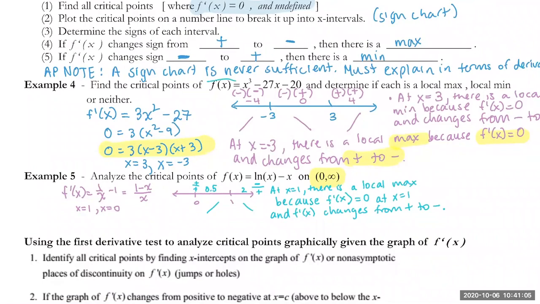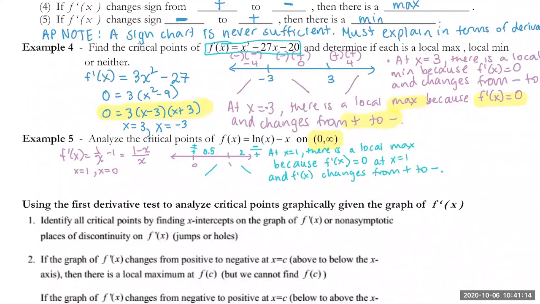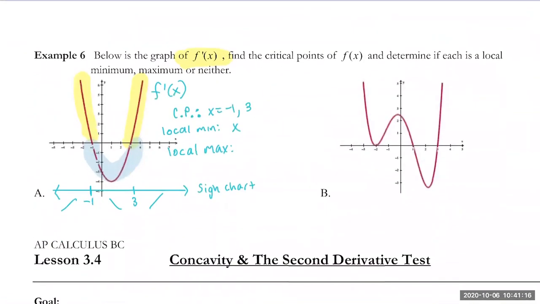a min or max value is the y value, right? So you would plug it back into your original function if they asked you for the actual value. Here they just want to know, is it a max or min at that point? So hopefully you wrote x equals 3 is the minimum, and x equals -1 is the max.